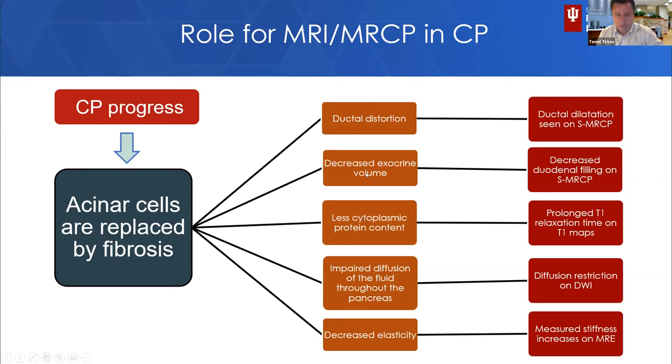There's a decreased exocrine volume. We can detect that with secretin stimulation. If there's less cytoplasmic protein content, we can find out through the prolonged T1 relaxation time.